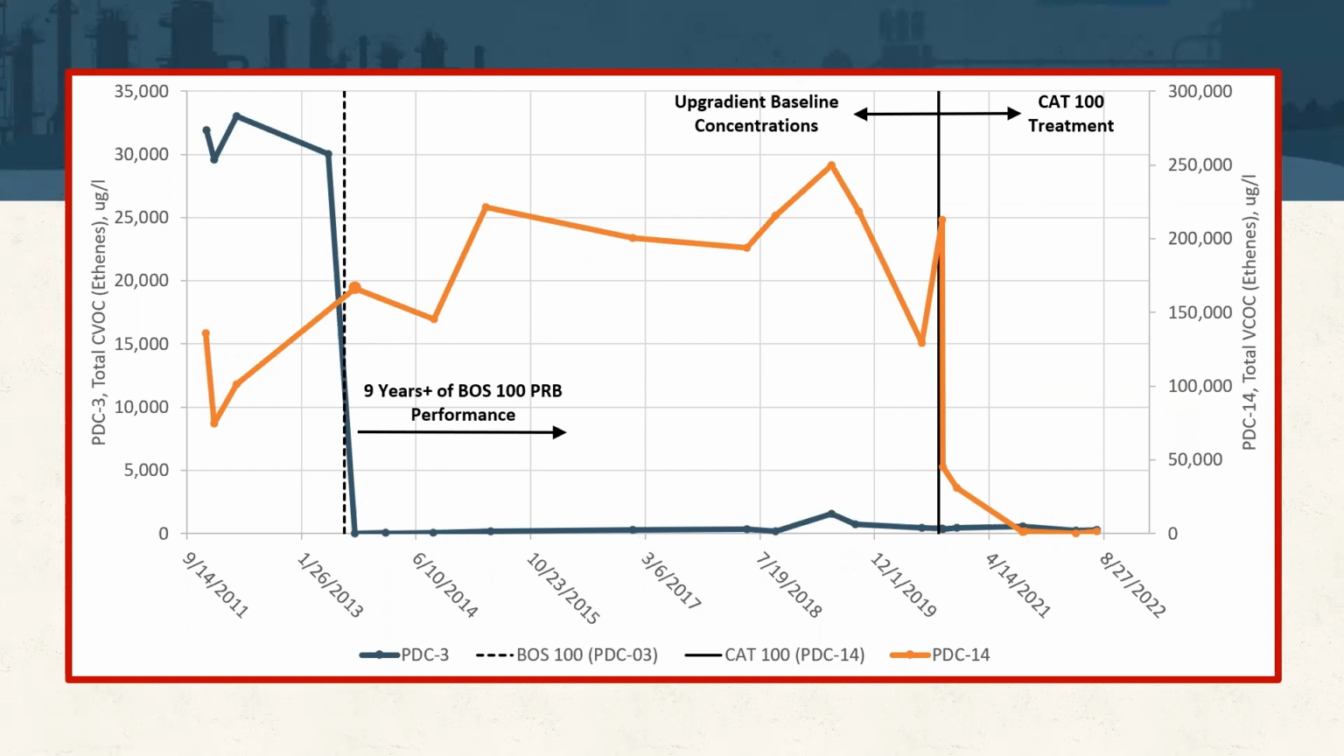The orange line represents what's coming into this area, so this is up gradient. This is PDC 14, where the CAT 100 was applied, and that's the solid vertical line you see here on the right. Everything to the left is our up gradient baseline concentrations flowing into this PRB area. After the CAT 100 was installed, we see a nice downward trend. Total CVOCs decreased over the course of about 2 years or so.